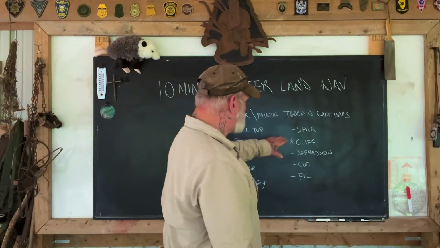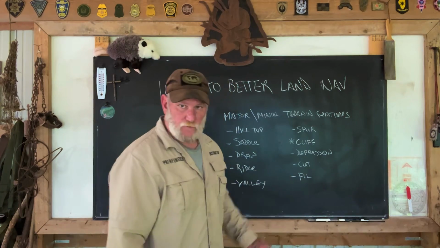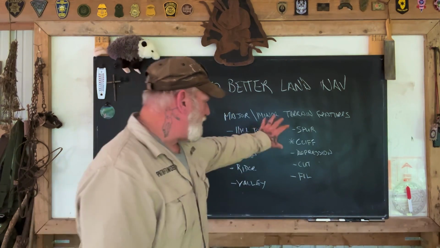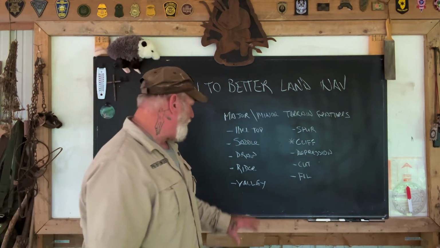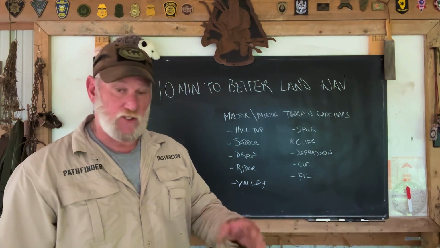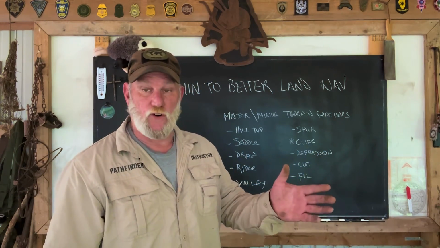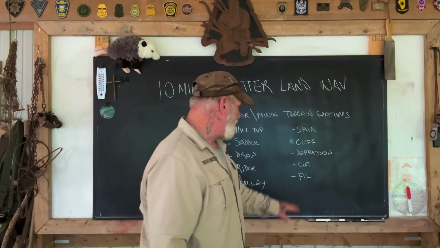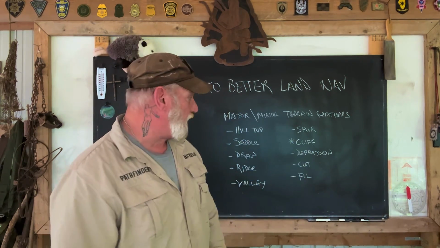All right, so that covers spur, cliff, depression, cut, fill. Again, those are kind of minor terrain features and stuff you're not going to be too concerned about navigating over land using terrain association. However, if you're looking for some type of land bridge or something like that over a lake, cut and fill might be your ticket. Cliffs you obviously want to avoid while you're doing route planning, so it's important to understand what they are.